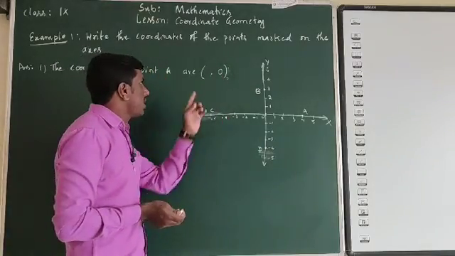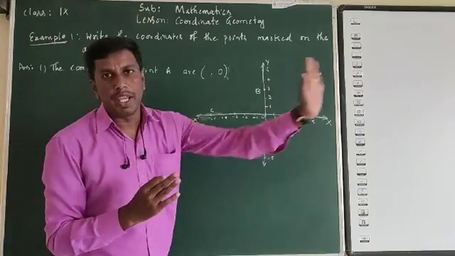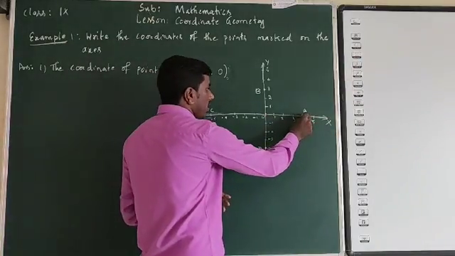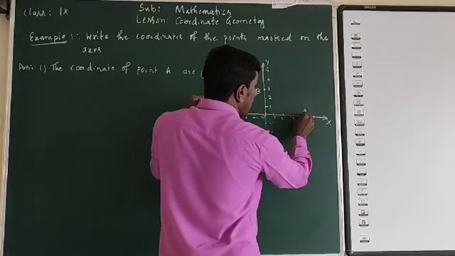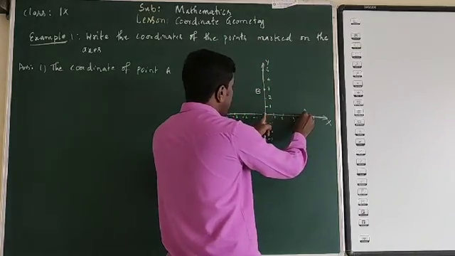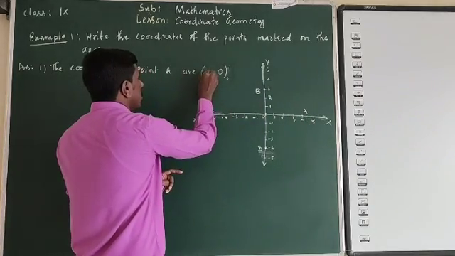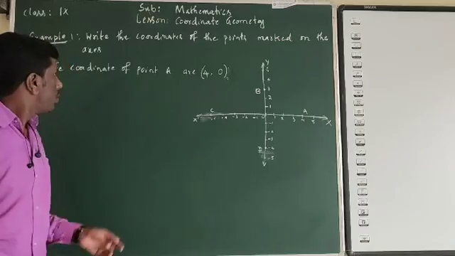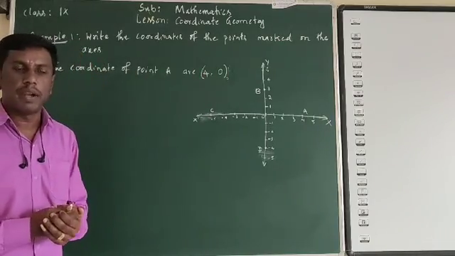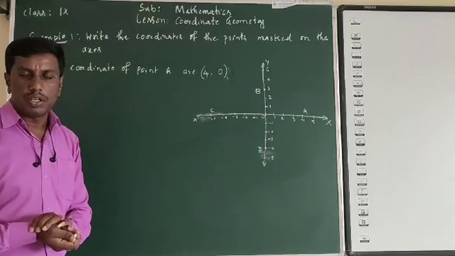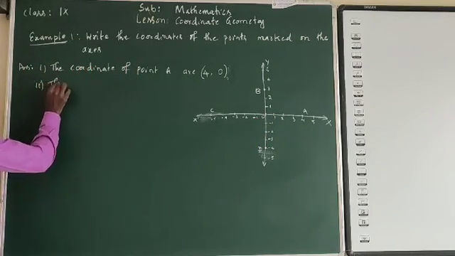Now what is the x-coordinate? It is the perpendicular distance from the y-axis. Where is that point? The point is here. Where is the y-axis? This is the y-axis. The perpendicular distance from the y-axis to the point is 1, 2, 3, 4. So the x-coordinate is 4. So the coordinates of point A are 4, 0. Understood? So we will go for the second point.